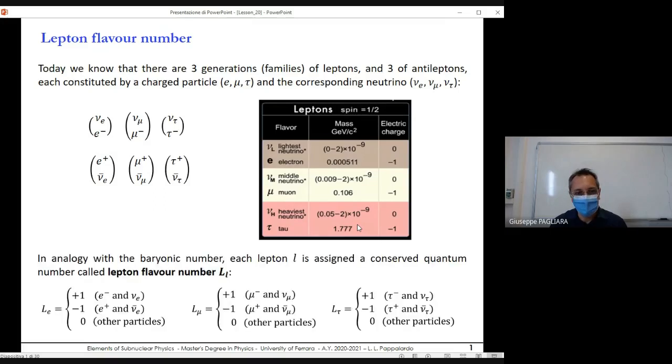Now, in analogy with the baryonic number that we already introduced quite some lessons ago, each lepton type L is assigned a conserved quantum number that is called the lepton-flavor number, L_L. For the electron, it is +1 for the electron and its neutrino, and -1 for the antiparticles, so the positron and the anti-electron neutrino, and 0 for all the other particles. Similarly, for the muon, it is +1 for the muon and its neutrino, negative for the antiparticles, and 0 for all the others, and the same for the tau.